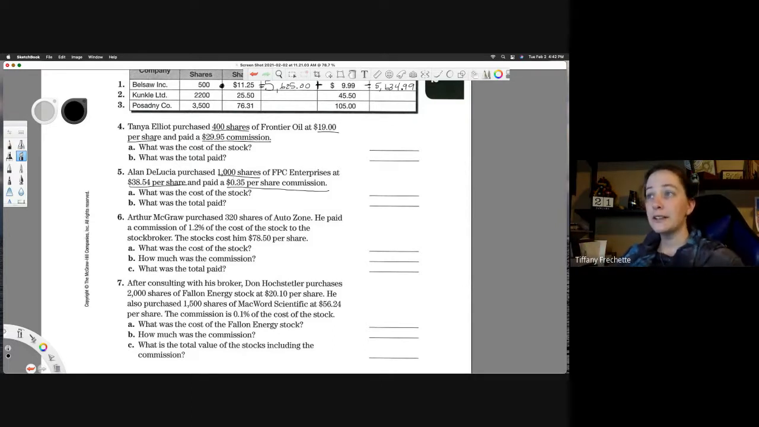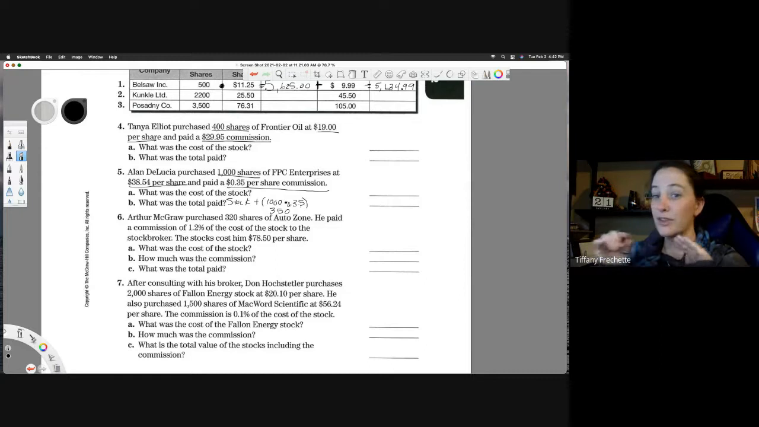So we need to calculate the first one the same way. We're going to do 1,000 shares times how much it costs per share. This first calculation doesn't change. But for the total paid, I'm going to need to know how much my stock costs, which is part A here. You need to calculate that. And then I'm going to add 1,000 times 0.35. So this ends up being a $350 commission because 1,000 times 35 cents is $350. It depends on how many stocks I buy in this case.